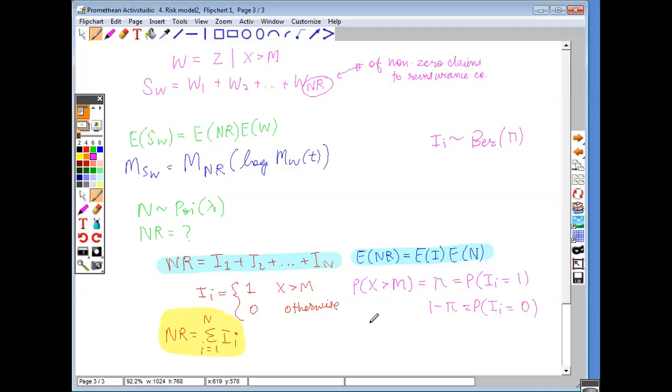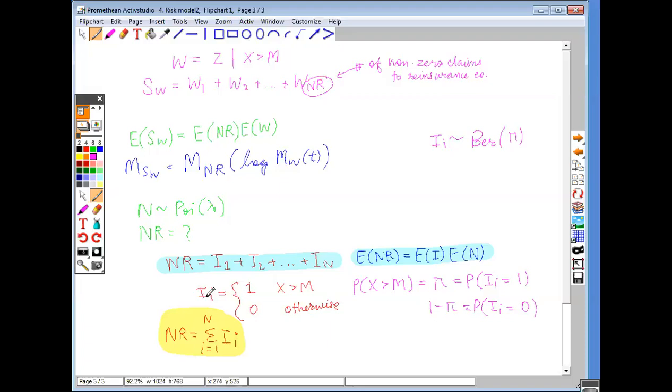So now you can easily figure out the expectation of NR, which would just be the expectation of I times the expectation of N. So we know the distribution of I, we know the distribution of N as well, right? So we are done with that. And then I guess the similar thing you can do with the variance as well.